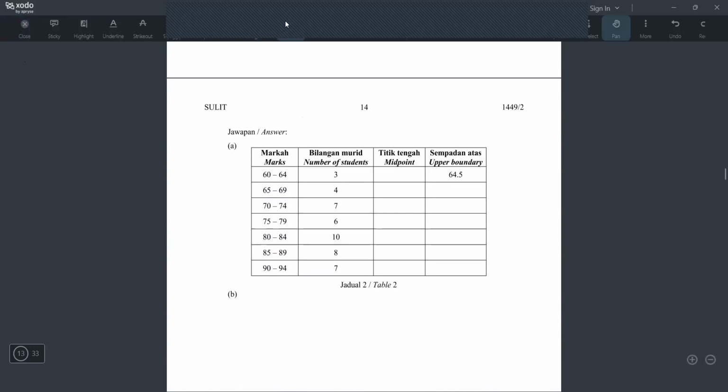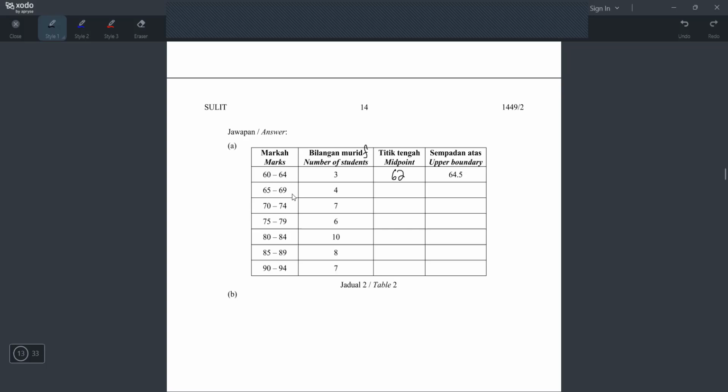Okay, the frequency no need to find already. This is actually the frequency, by the way. They already found it for me. Now I have to find the midpoint and upper boundary. Let's find midpoint first. What is midpoint? It means you have to find the number in the middle. 60, 64, the middle is what? Some students will tell me very fast, 62, which is correct. But I want to show you the formula. The formula is you take 60 plus 64 divide 2.